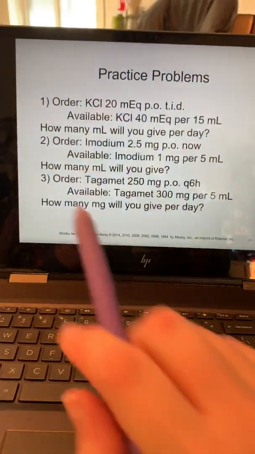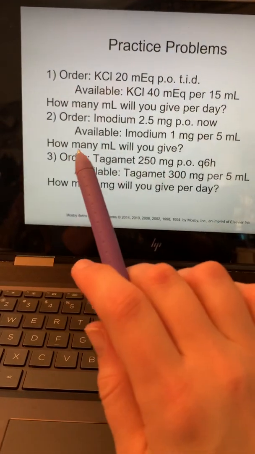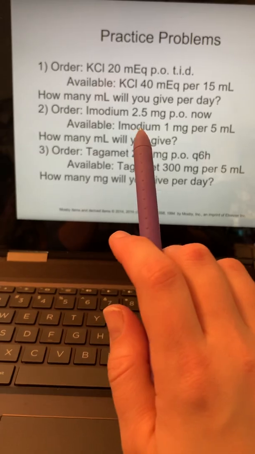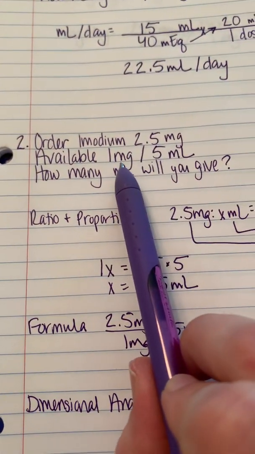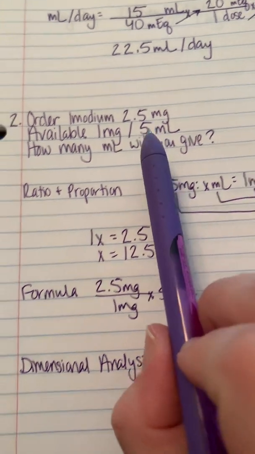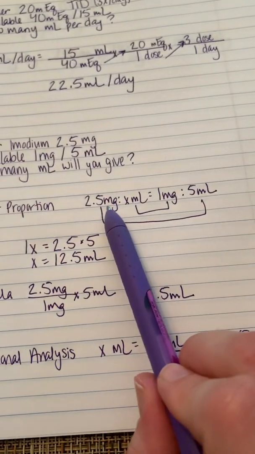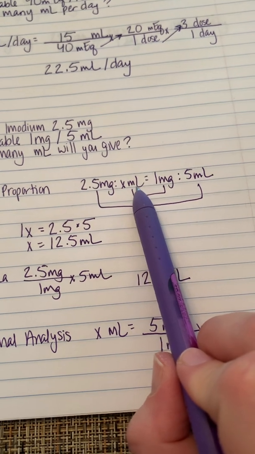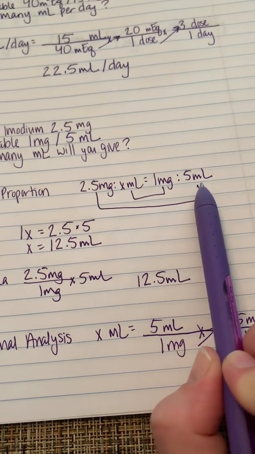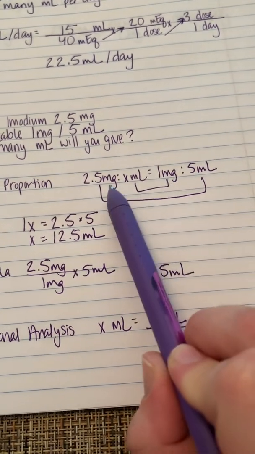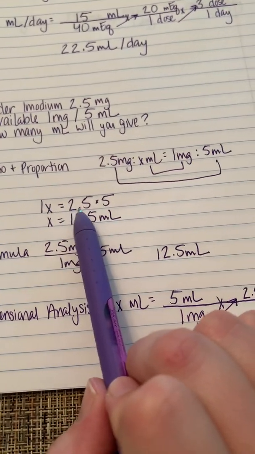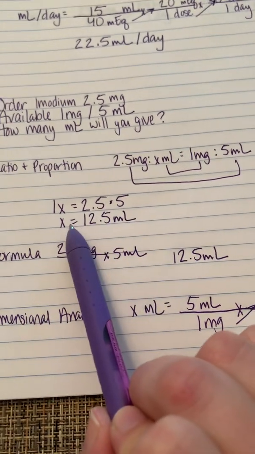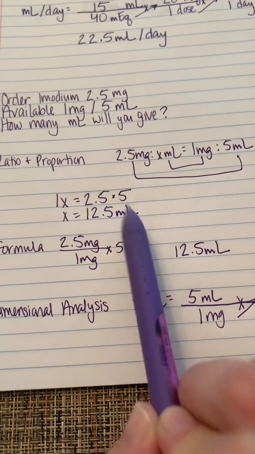All right, so number 2, it is asking you how many milliliters you're going to give. This is our traditional problem that we've been working with for the past few weeks, okay? So we have our order for 2.5 milligrams, and we have available 1 milligram per 5 milliliters. So to do that in ratio and proportion, we have 2.5 milligrams is to X milliliters, what 1 milligram is to 5 milliliters. And then we do our means and our extremes, okay? So 1X equals 2.5 times 5. And so X equals 12.5 milliliters, okay?